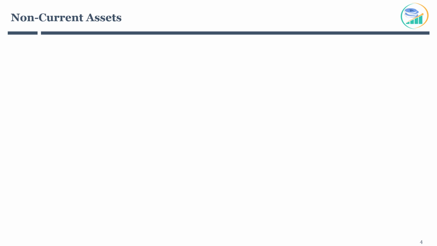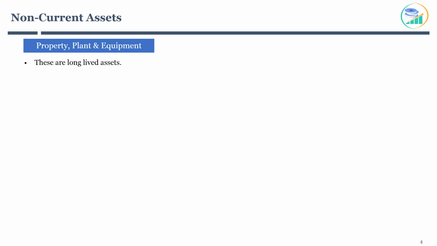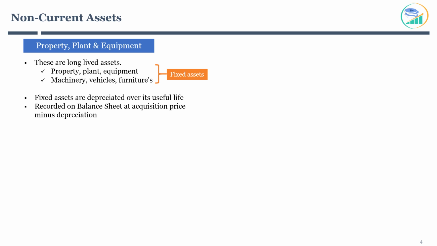Let's start with property, plant and equipment. These are long-lived assets having life of more than 1 year. It includes several assets like property, plant, equipment, machinery, vehicles, furnitures, and so on. These are also called as fixed assets. The fixed assets have estimated useful life of several years. Please remember, fixed assets are depreciated over its useful life. They are recorded on balance sheet at acquisition price minus depreciation.